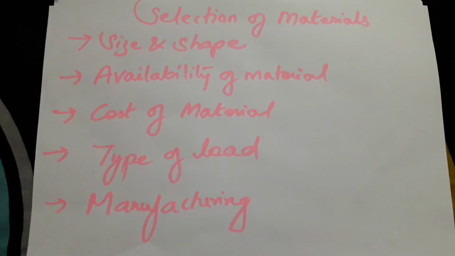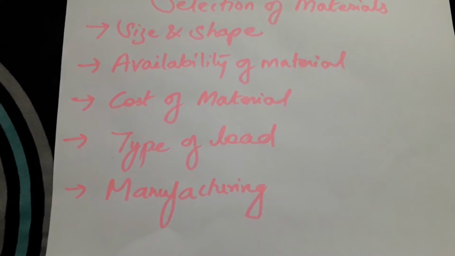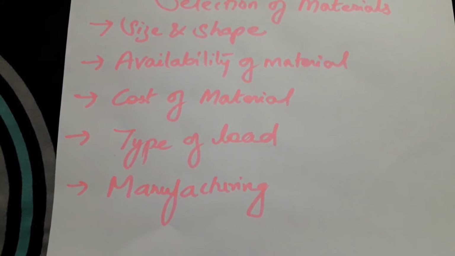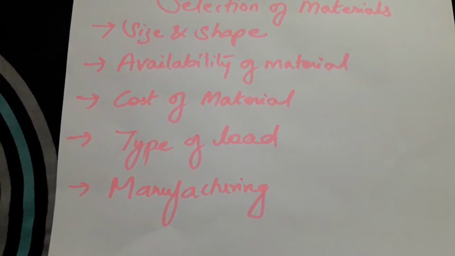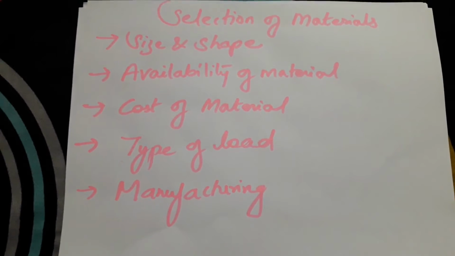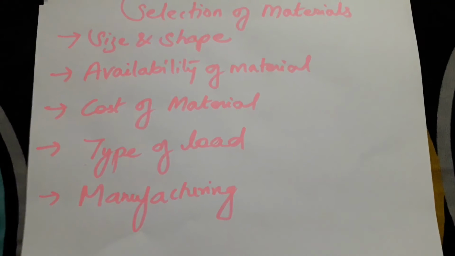Apart from the properties of the elements, these are the various factors which he has to think about: size and shape of the element, availability of the element, cost of the element, type of loading, manufacturing. If he has selected the element, can he draw that particular material to that specified shape and size?